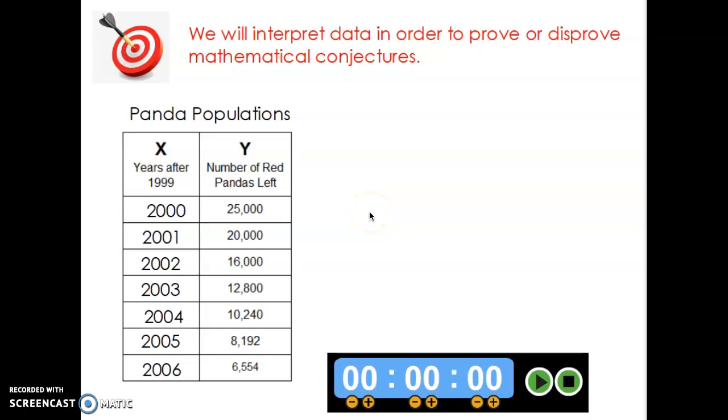Hi mathematicians. Today we're going to interpret data in order to prove or disprove mathematical conjectures. For today's lesson, you are going to need a pencil and your math notebook, so I'll let you go ahead and get those things out.